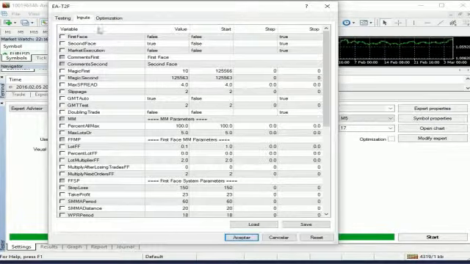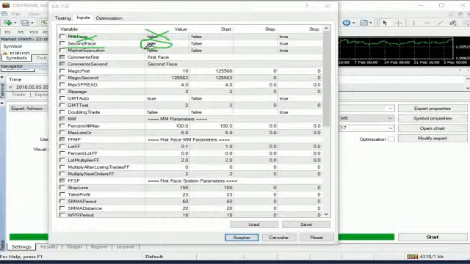Then I go to the parameters. We have in this robot 2 robots in one. The first robot is a scalper. I'm going to turn it off now because I don't want to optimize this robot right now. And I'm going to turn on only the second robot, which is a trend system. That's very important. In the other video, we were working with the other side of the system. It's 2 robots in one, so I'm going to turn off the scalper.